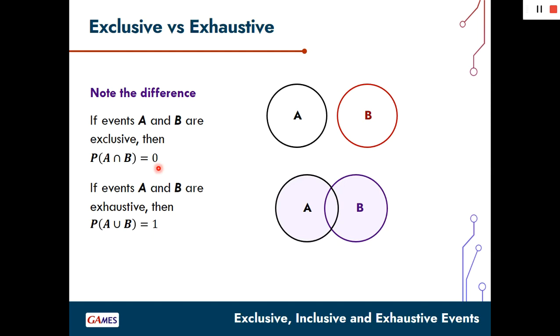So the probability of A and B is 0. A and B cannot occur together, so there's no intersection. All right, so that's 0.